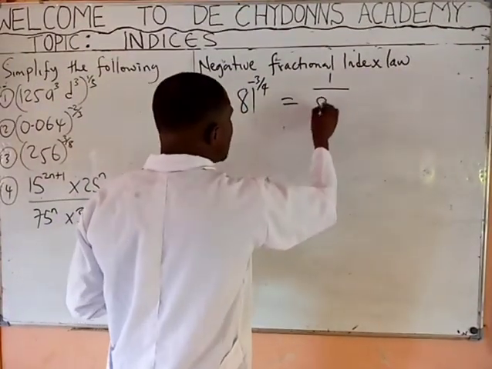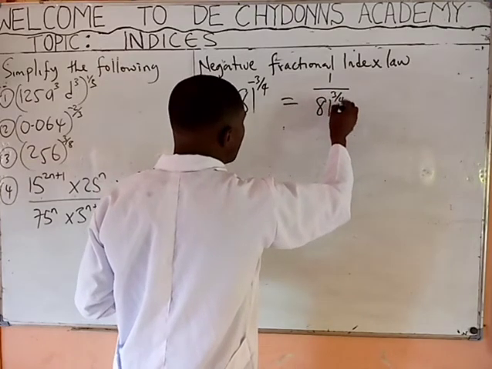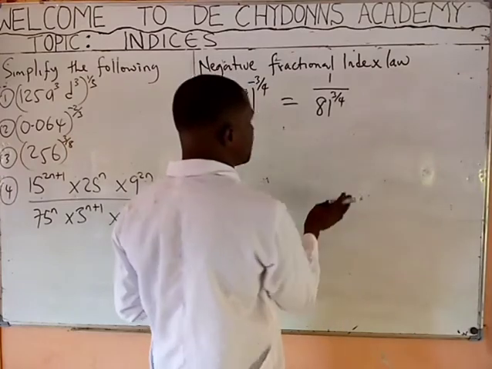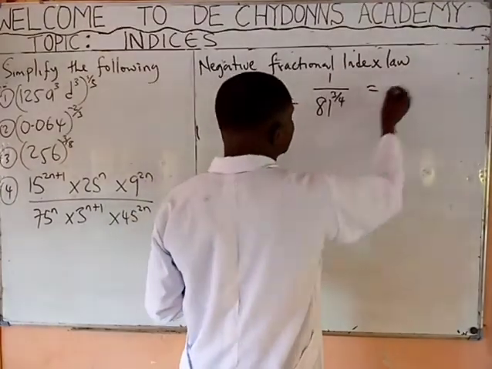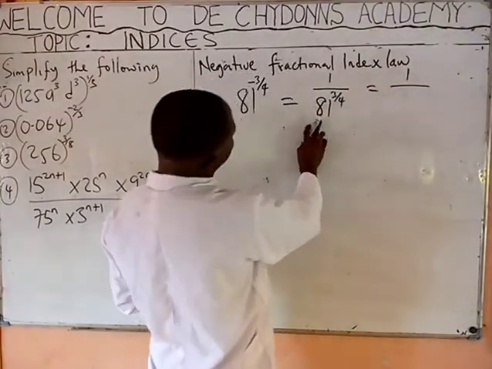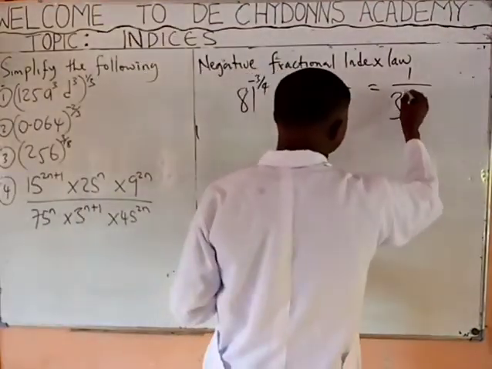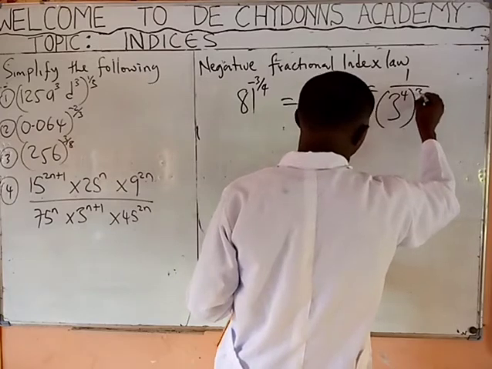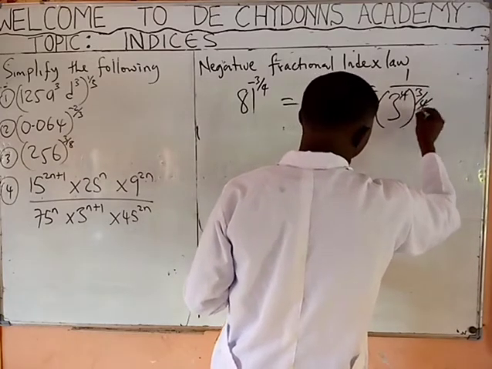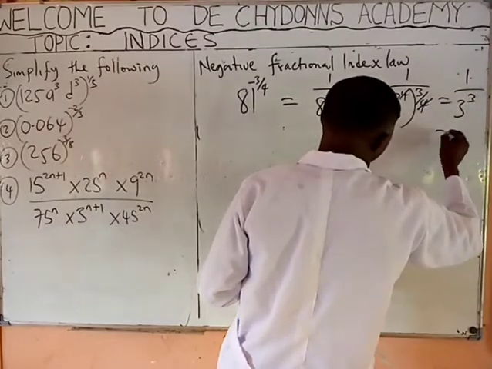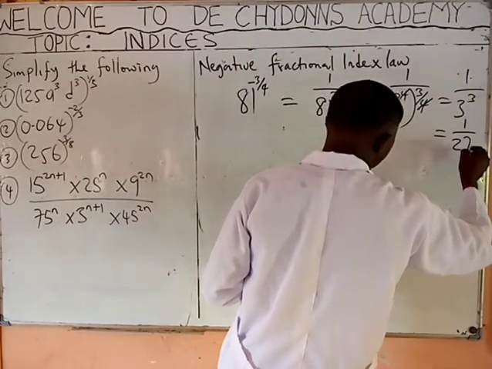Then you write 81 raised to the power of 3 over 4, which you can sort out in any possible means you want. I can sort it out by saying 1 over. Reduce 81 to its basic index form. I will have 3 raised to the power of 4, bracket 3 over 4. This will cancel this. That will be giving me 1 over 3 raised to the power of 3, equals to 1 over 27. Answer.